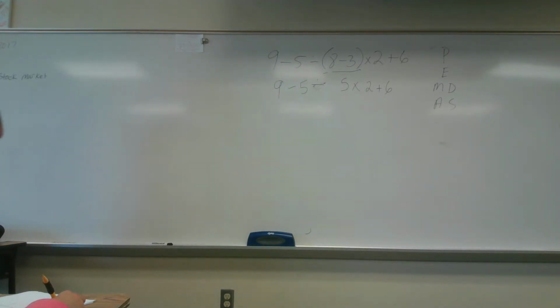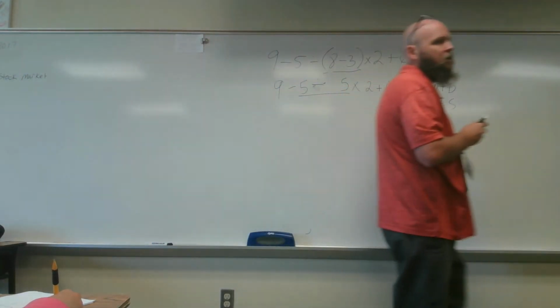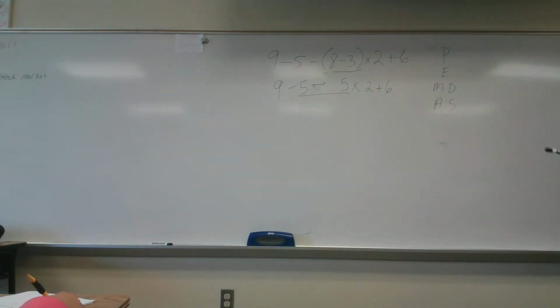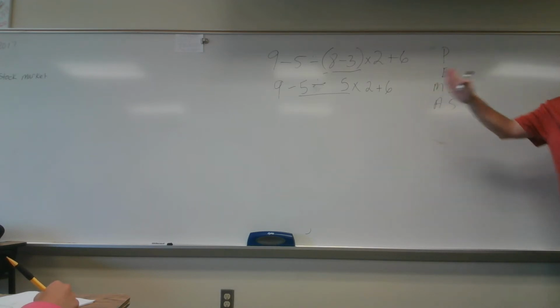You do the multiplication. Wrong, I do the division next, because multiplication and division is the same step. You do them from left to right. If you have 98 multiplication and 73 division, you work them all from left to right.